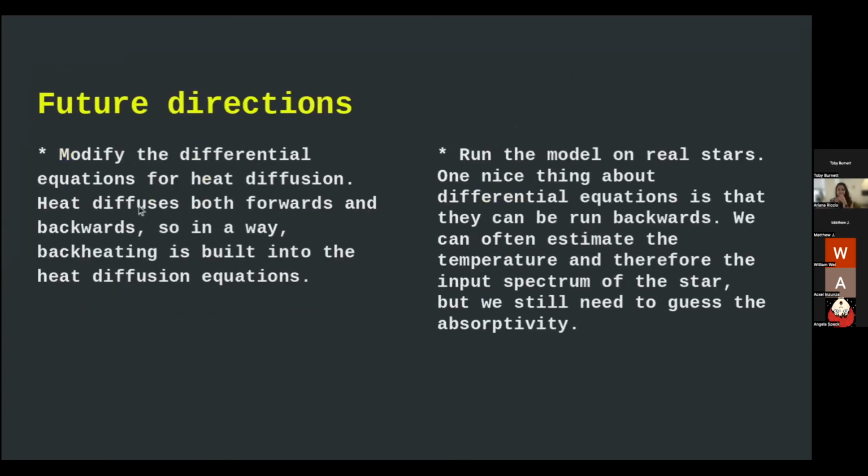Now for some future directions. We can try modifying the differential equations for heat diffusion. Heat diffuses both forwards and backwards, so in a way, backheating is built into the heat diffusion equations. And we can also run the model on real stars. One nice thing about differential equations is that they can be run backwards. We can often estimate the temperature and therefore the input spectrum of the star, but we still need to guess the absorptivity.